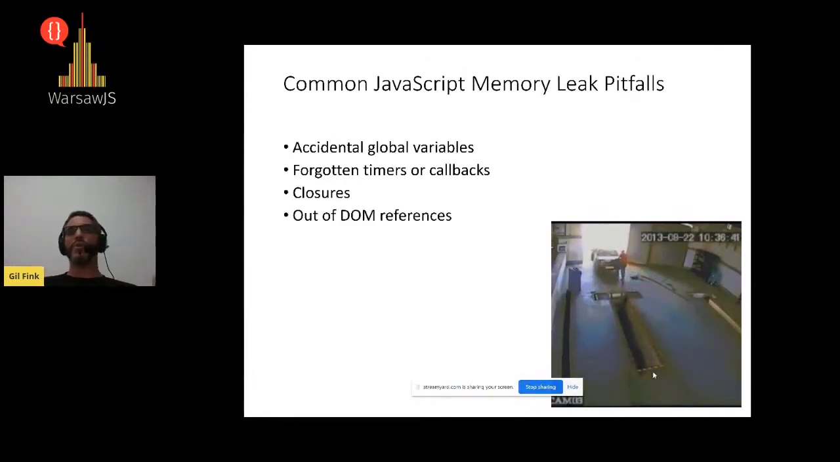Last but not least, out of DOM references. You're creating a reference in your code, for example, to some DOM element, and then you detach that DOM element from the DOM in the front end, but there is still a reference in your application to that DOM element. So it's not going to be released, and then it might create a leak.